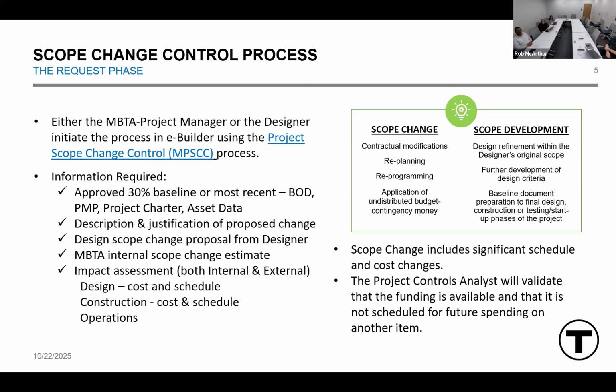Description and justification of proposed change, design scope change proposal from designer, MBTA internal scope change estimate, impact assessment, both internal and external, the design cost and schedule, the construction cost and schedule, and operations. The scope change includes significant schedule and cost changes. The project controls analyst will validate that the funding is available for the scope change and that it is not scheduled for future spending on another item.